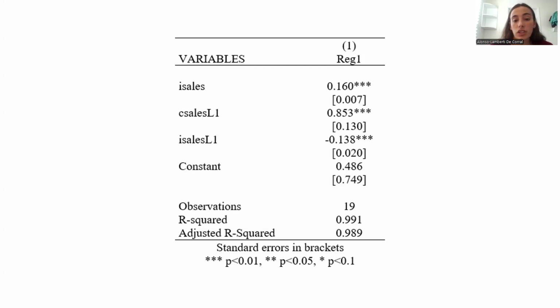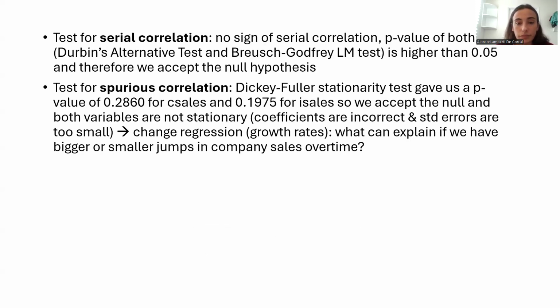Then we have that our adjusted R squared is 0.989, which is very good because it means that our regression explains 98.9% of the changes in company sales.